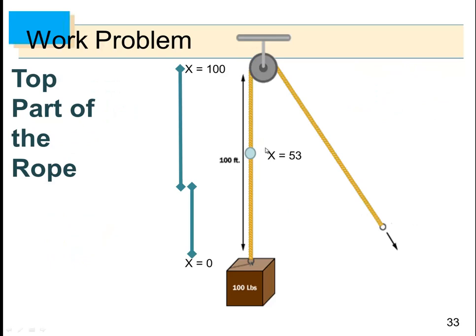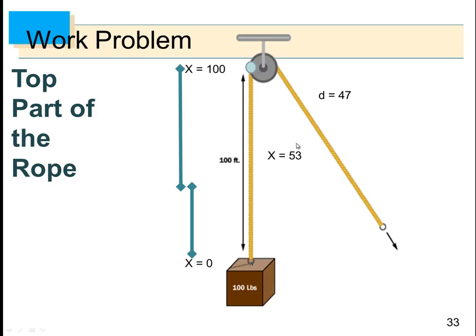Now it's the top part. The top part is the crazy part. As we look at this rope, one of the things we have to figure out is the distance that each of these pieces of the rope moves. For example, I just moved this one piece that was at x equals 53, so 53 feet up. How far did that piece of rope move to get to the top here? It moved a total distance of 47. So for that one point, it moved 47 feet.